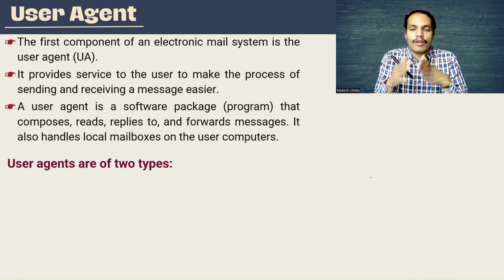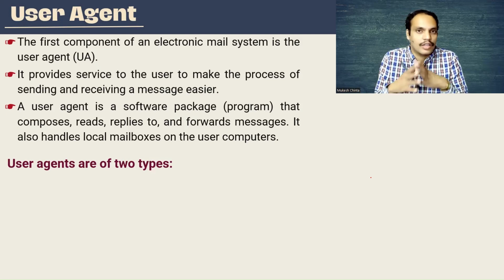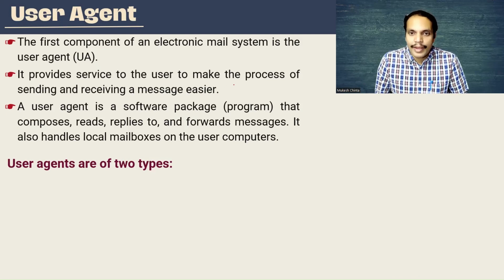The first component of an electronic mail system is the user agent. This is what the user actually interacts with. The user never interacts with the mailboxes. The user never interacts with an MTA. He always interacts with the user agent only. It provides service to the user to make the process of sending and receiving a message easier. So a user agent is nothing but a software package that composes, reads, replies to, or forwards messages. It also handles local mailboxes on the user's computers.